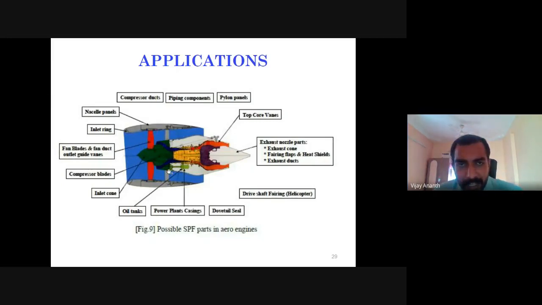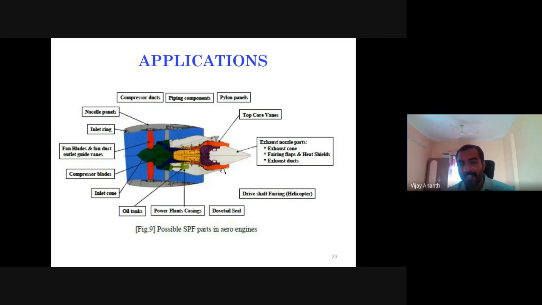Next, we will go to the applications of superplastic forming. In applications, this is an aero engine. In the aerospace industry, more than 2,700 components have been formed through superplastic forming. These are some examples of aero engine parts formed through superplastic forming: the top core, the panel, inlet rings, compressor blades, inlet cone, oil tanks, dovetail seal. So these are many components.